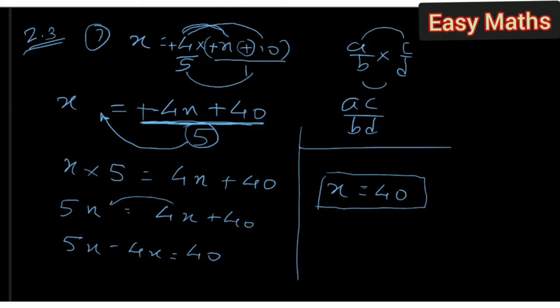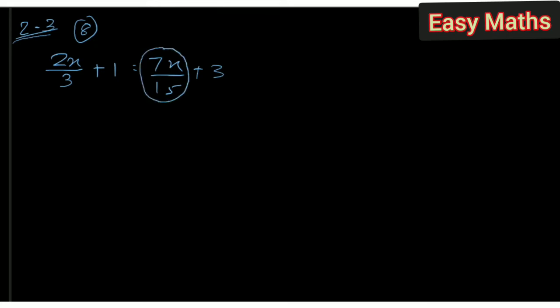We are now into the 8th question of exercise 2.3. So 8th question now. 2x by 3 plus 1 is equal to 7x by 15 plus 3. So what am I going to do now? I am going to proceed again in a similar manner. I am going to take terms of x to one side and constant terms to the other side.